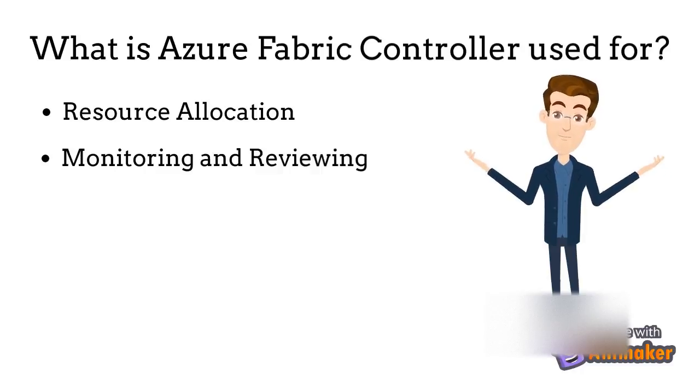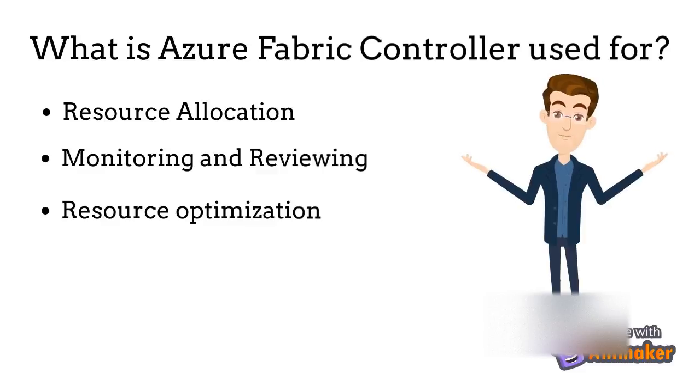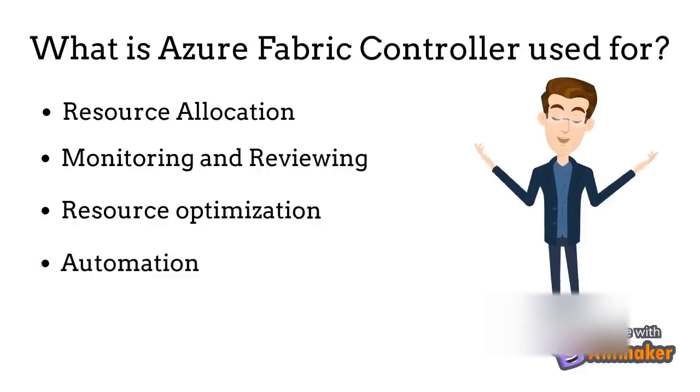Fabric means it can be a group of servers or clusters or high speed connections or switches. In cloud computing, we just call it fabric. Resource optimization. Azure Fabric Controller optimizes the distribution of resources for best application performance. Automation. Azure Fabric Controller automates load balancing, resource scaling, and it will ensure high speed connections.